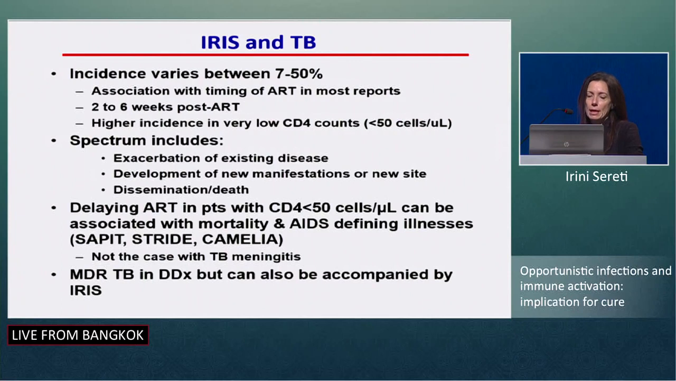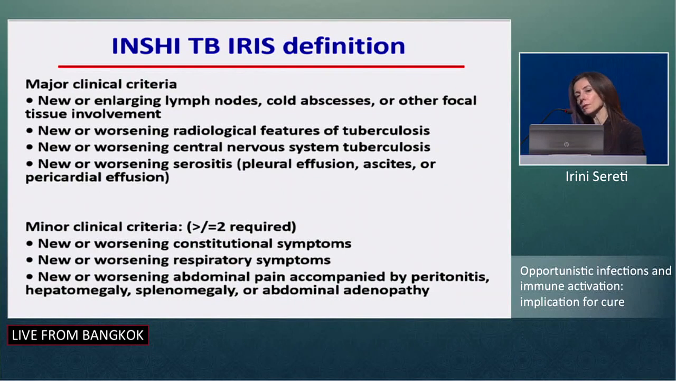And then finally, MDR TB has to be in the differential diagnosis, because I mentioned that the manifestations are worse. But to make things even more complicated, MDR TB can also be associated with IRIS. So it does not exclude the possibility of IRIS.